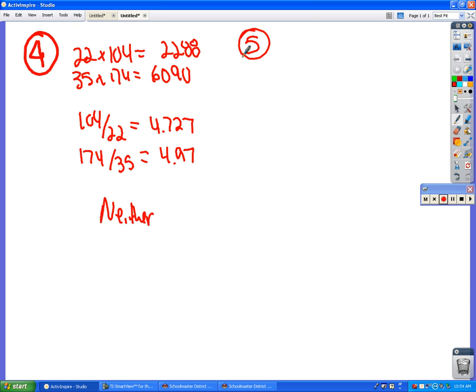Okay, number 5 then, same deal. And I'll save us a little time. 2 times negative 4.8 is negative 9.6. 6 times negative 14.4 is obviously not negative 9.6, so it is not inverse. But then if I go negative 4.8 divided by 2, I get negative 2.4. If I go negative 14.4 divided by 6, I get negative 2.4. And then if I do the other ones, I get negative 2.4 also. And so that means that it is direct.